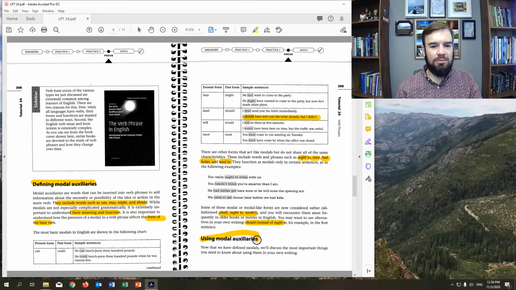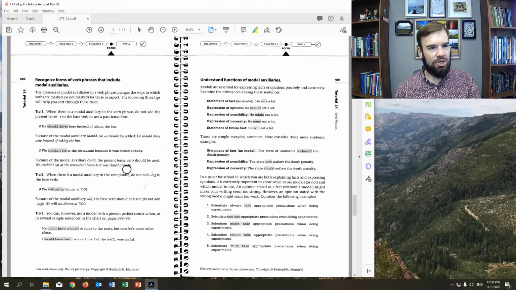So, using modal auxiliaries. Now that we've defined modals, we'll discuss the most important things you need to know about using them in your own writing. So, first, you need to recognize forms of verb phrases that include modal auxiliaries. The presence of modal auxiliaries in a verb phrase changes the way in which verbs are marked or not marked for tense and aspect.